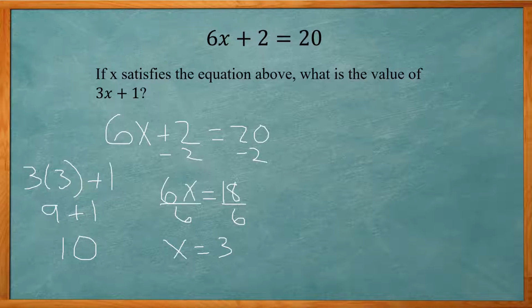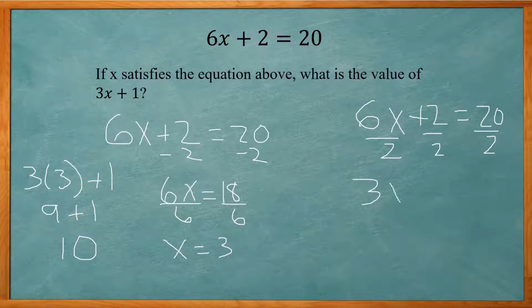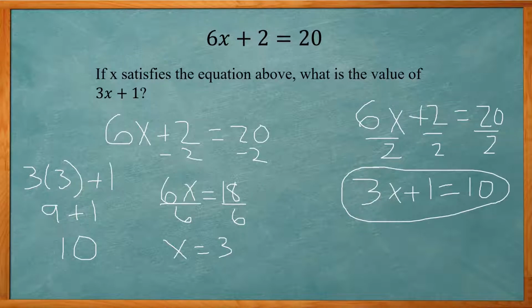But if you're paying attention, you notice that 3x plus 1, if I divide 6x plus 2 by 2, that'll give me the equation right away. So if I divide this by 2, this by 2, everything by 2, that'll give me 3x plus 1 equals 10. So I solved that right away. I just came up with the equation that they wanted, 3x plus 1, and that's already equal to 10, so there's your answer. The equation itself was right in front of you. All you had to do is divide the equation by 2.